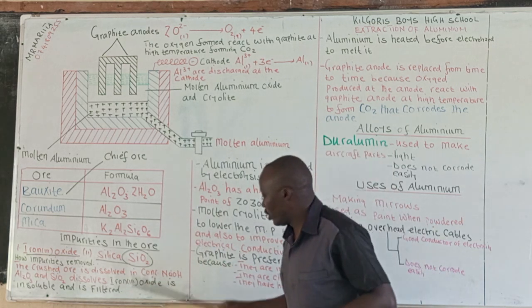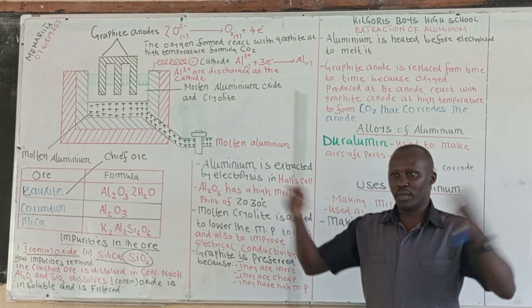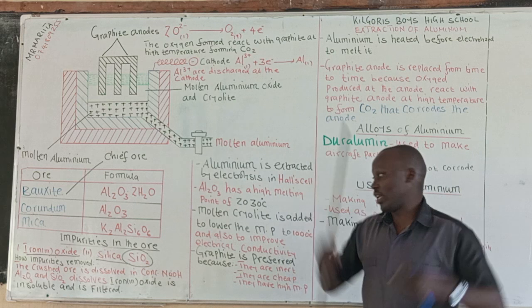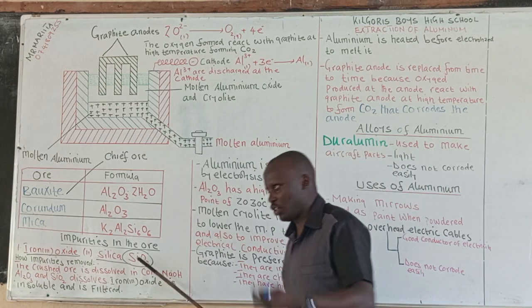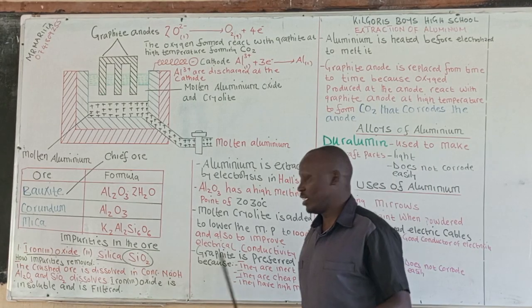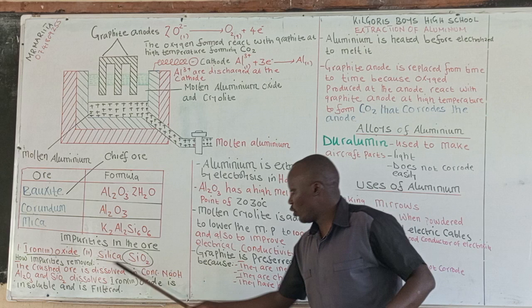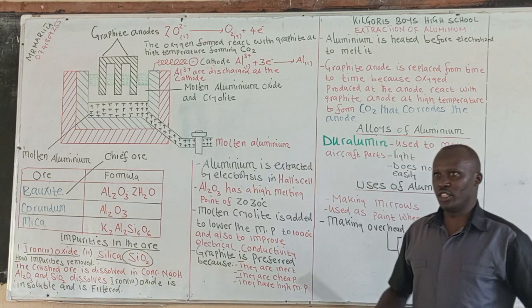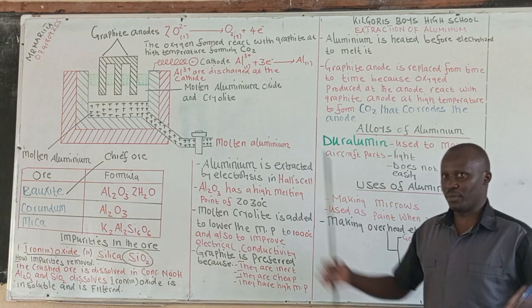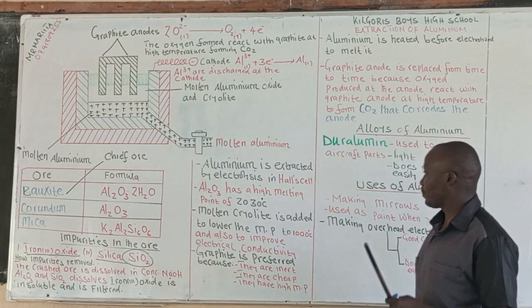The iron 3 oxide is insoluble and therefore is filtered out in the process. Now it is being separated. So the crushed ore is dissolved in concentrated sodium hydroxide, whereby aluminium oxide and the silicon oxide dissolve in the base. Then the iron 3 oxide, which is insoluble, is filtered or separated out. So that is how the impurities are removed.